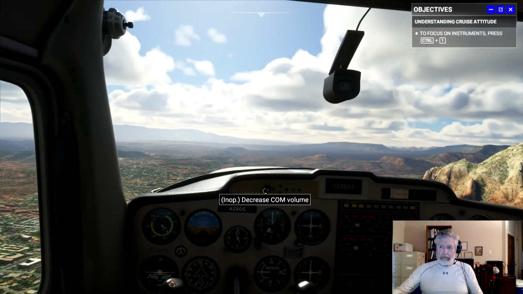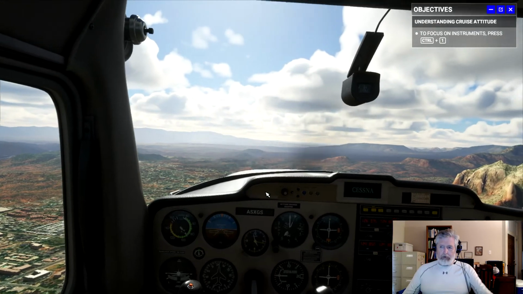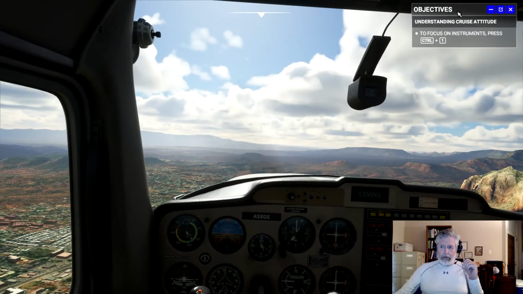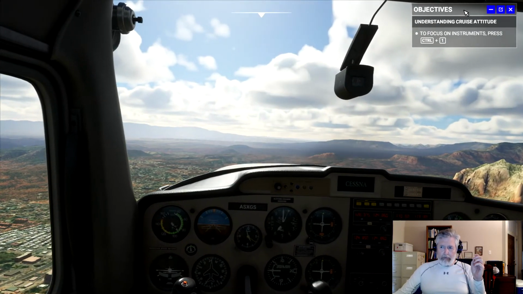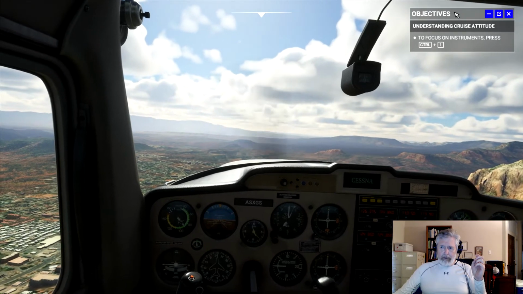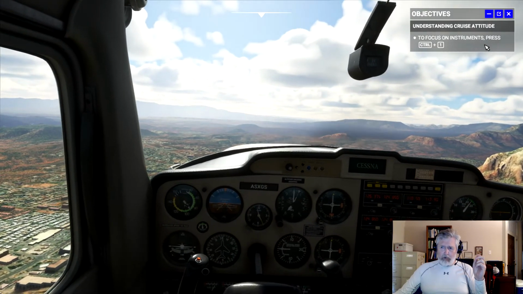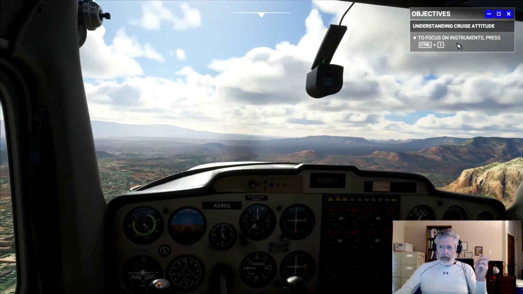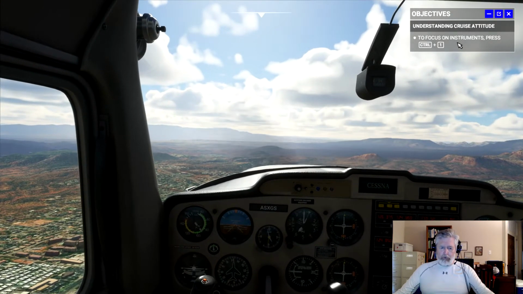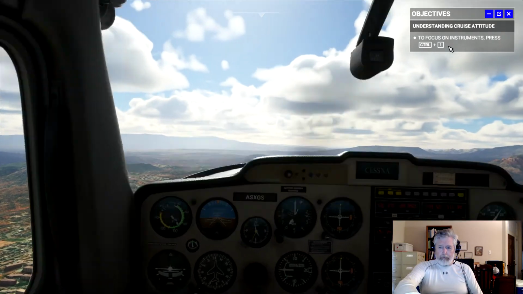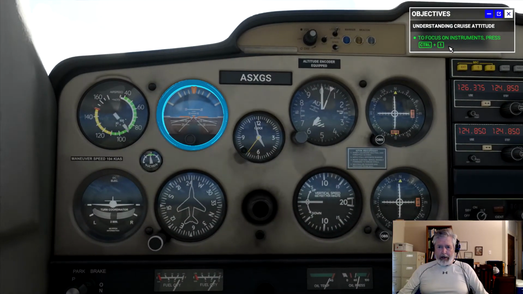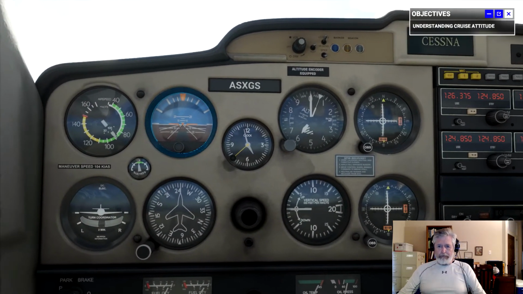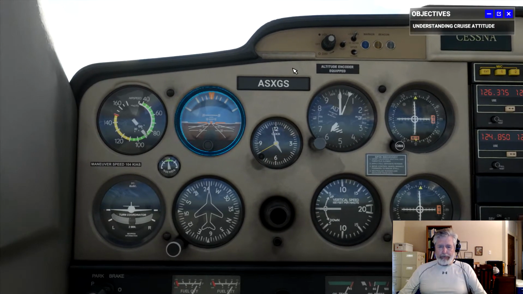Let's notice up here at the top there is a window that expresses objectives, and it tells us what it expects us to do at this time. And it says to focus on the instruments, press Control 1. So if we hit Control 1, first we come right down to the attitude indicator instruments. This shows your current attitude.